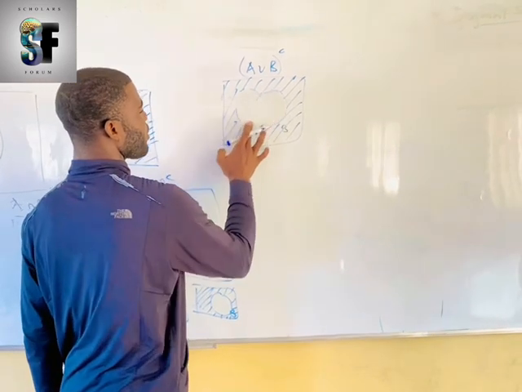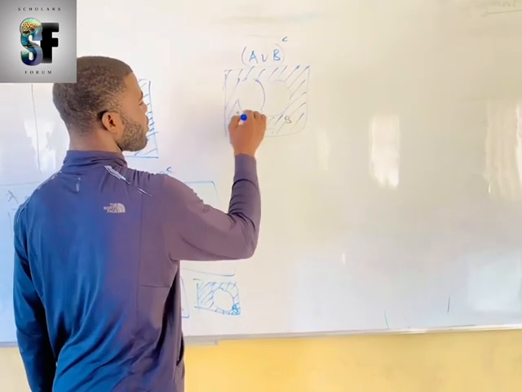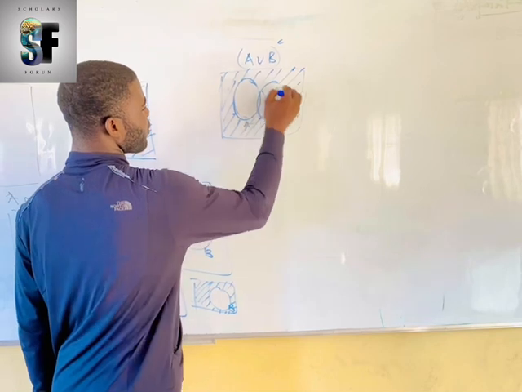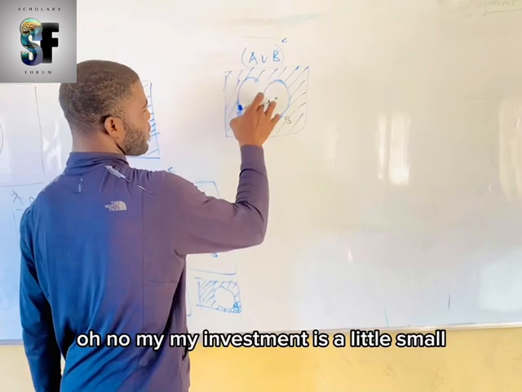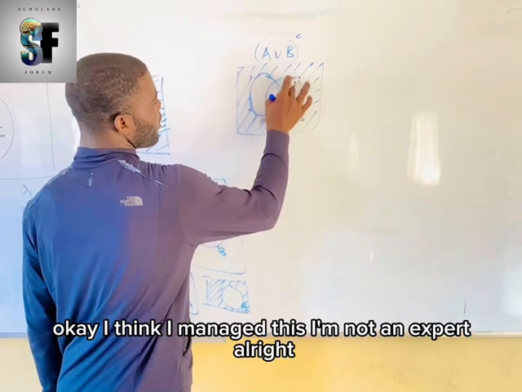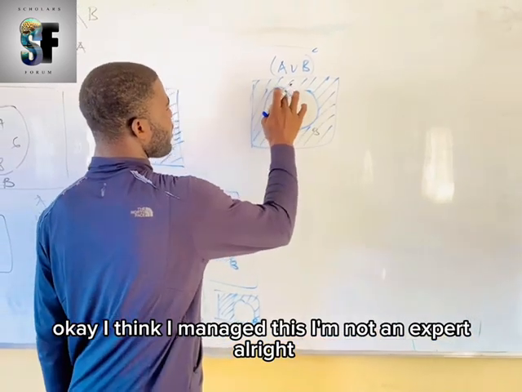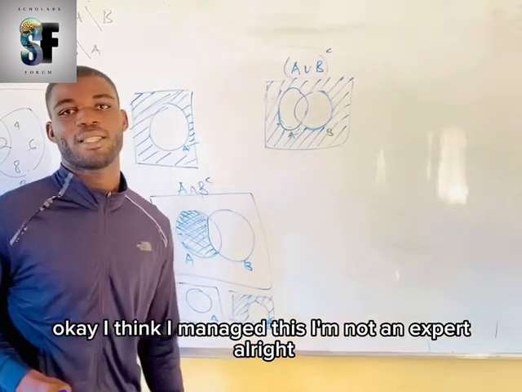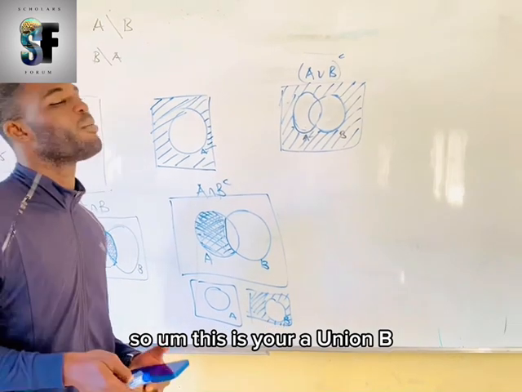Now my illustration is looking so small, but I think I can manage this. I'm not an architect. So this is your A union B complement.